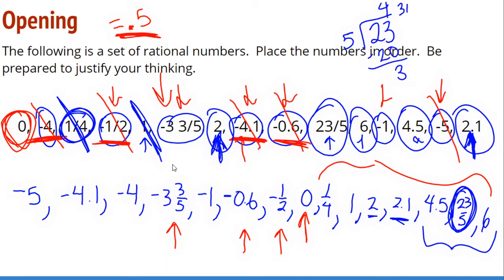And I found out that was 4 3/5. I know that 4 3/5 is a little bit more than half. So I put the 4 5/10, then the 23/5, and then the 6.